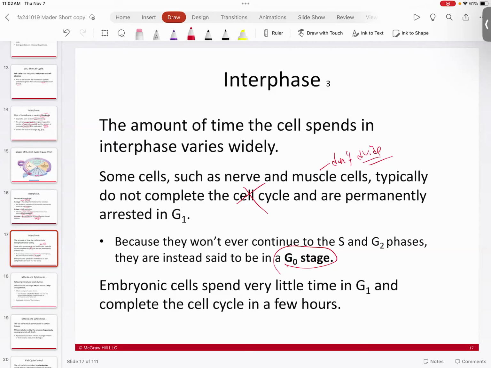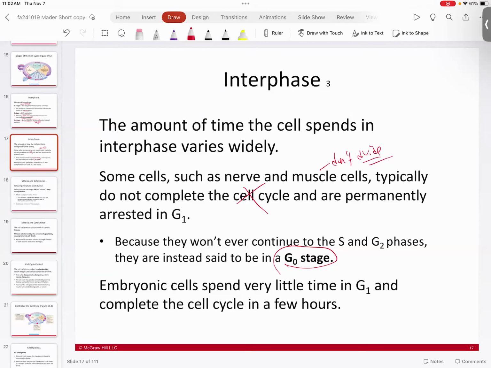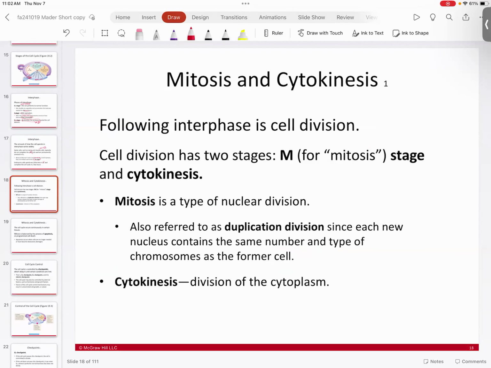Embryonic cells, however, which are actively dividing and dividing very, very quickly because they're trying to build a little embryonic body, don't spend a whole lot of time in G1. I mean, they just go from one division to the next, to the next, to the next, because they're just trying to make as many cells as possible so that you can build your big complex body.